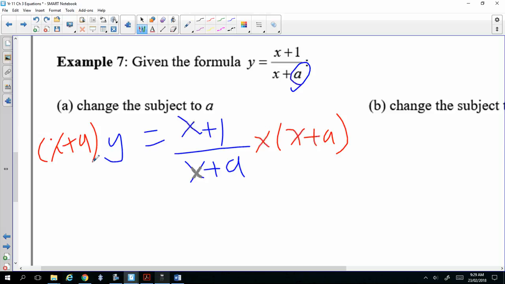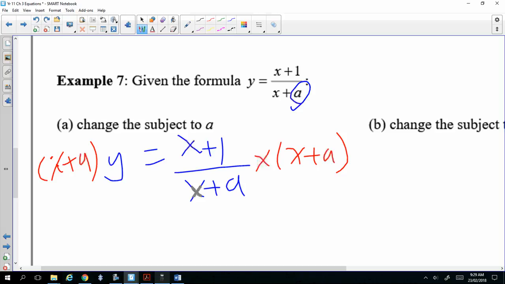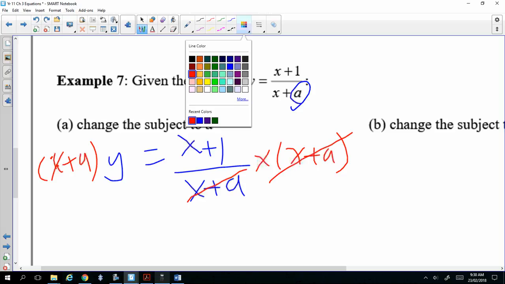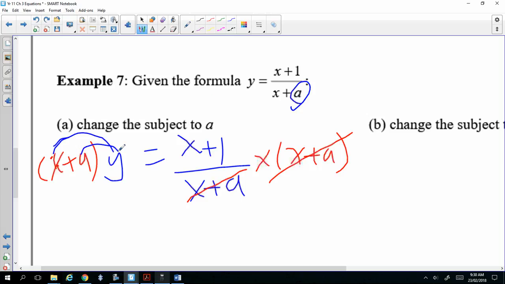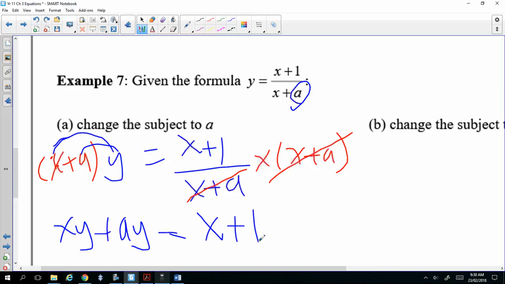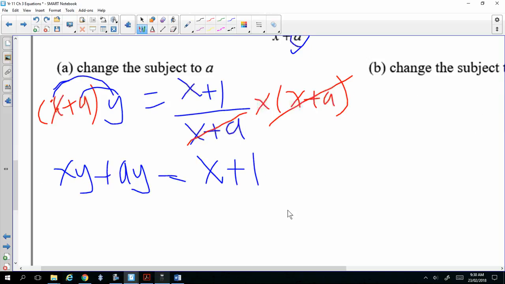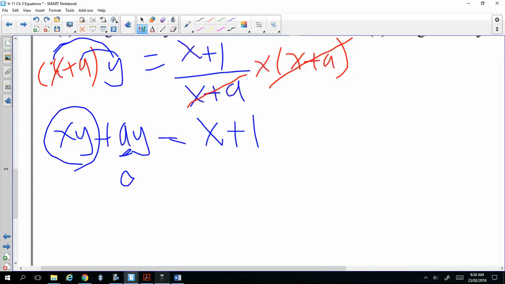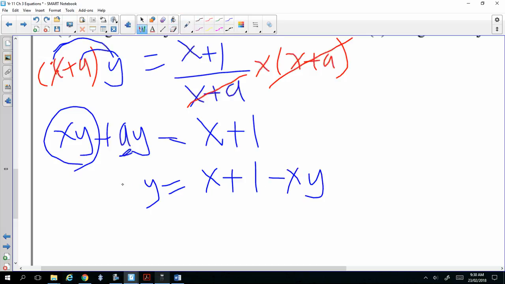Alright, so we cancel this, and then you're going to expand this. So you get xy plus ay equals x plus 1. But remember, you're making A the subject, so anything that's not part of it needs to be moved to the other side. So you get x plus 1 minus xy, that's ay. And finally, like before, anything next to the A has to be removed, so you do so by dividing. Done.